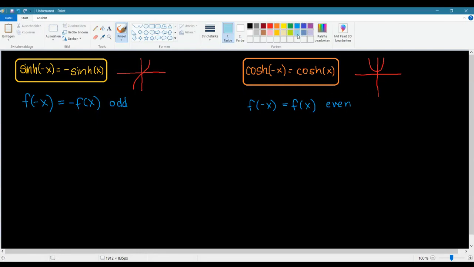Now we're going to prove them because it's not very hard to prove them. We're going to start with hyperbolic sine. And because we know that hyperbolic sine is e to the x minus e to the negative x over 2, right? We're just going to make those x's negative, which makes this negative and this positive, right? Well, what we end up with is negative e to the x plus e to the negative x over 2.